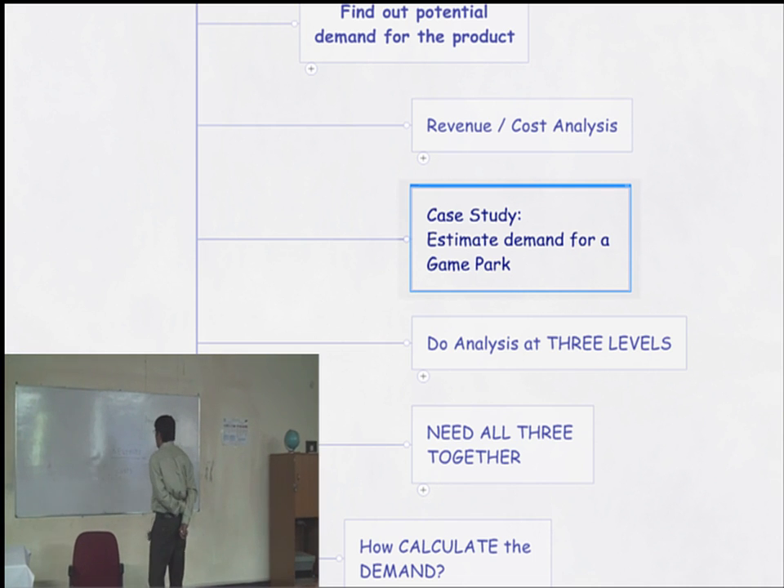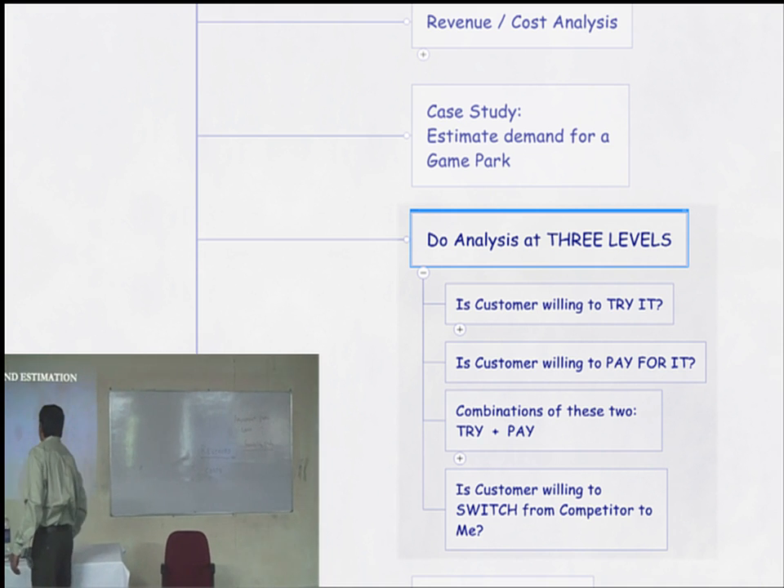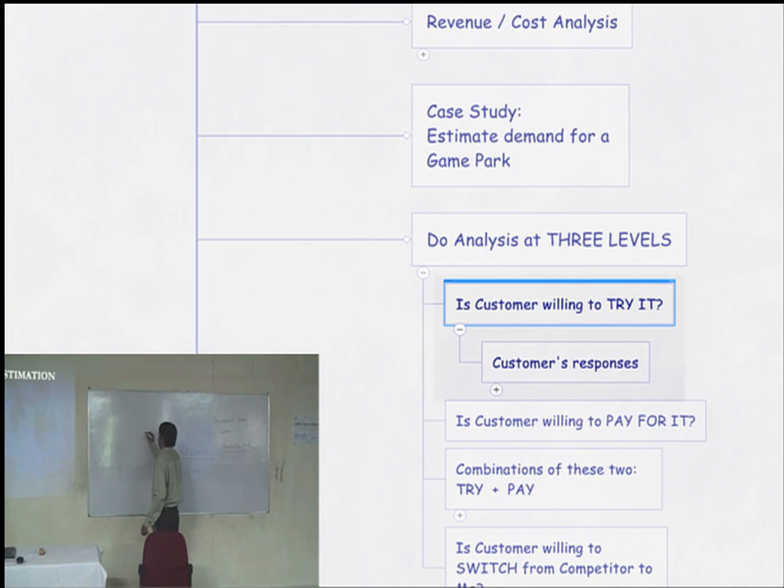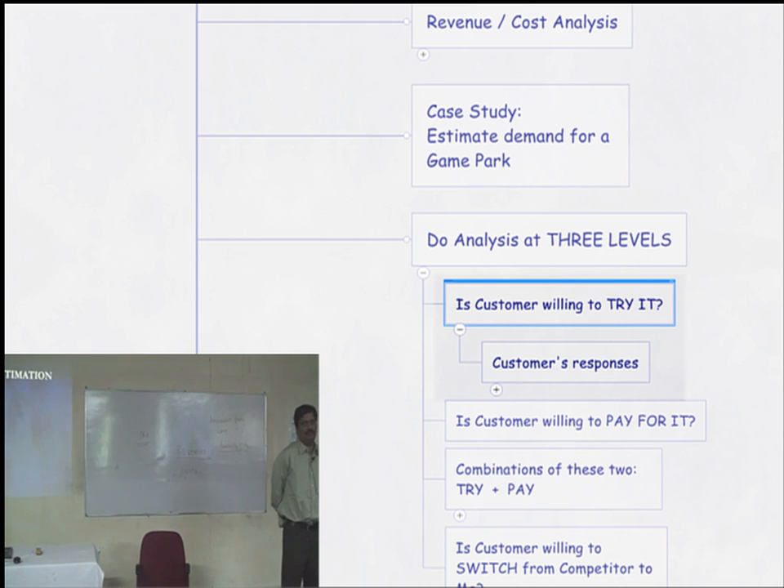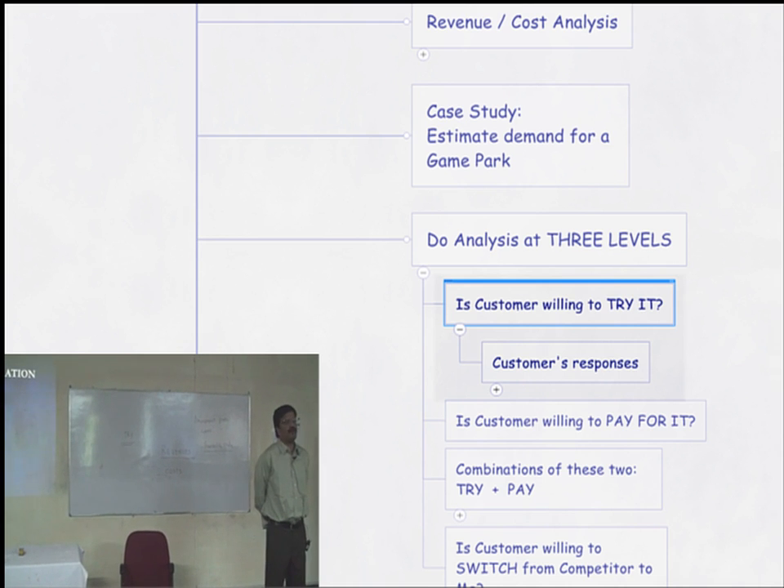Now when you are doing this estimation, we do it at 3 levels. Okay. The first thing that we are trying to see is whether the customer is willing to try it. Is the customer willing to try it? That is, if I set up an amusement park, are you interested to go to such a park? Okay.